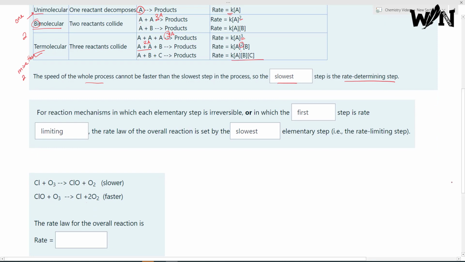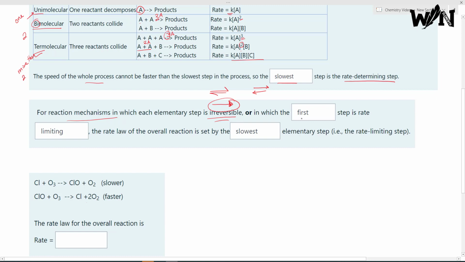Now, there is a catch. We have to look at this right here. There are two conditions that we need to qualify for. First of all, in the reaction mechanism, the elementary steps need to be irreversible. What does that really mean, irreversible? Well, that is going in one direction. This right here is reversible. Or you can see it like that sometimes. That is reversible. This right here is irreversible.